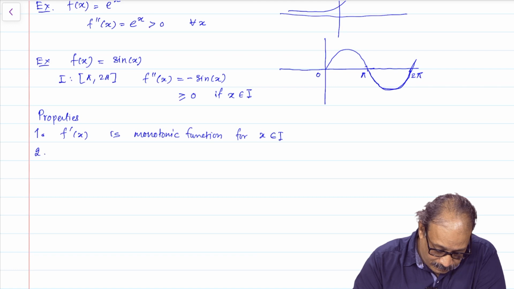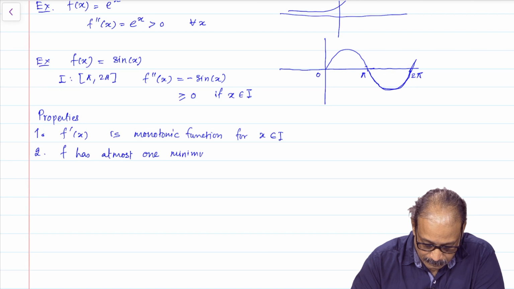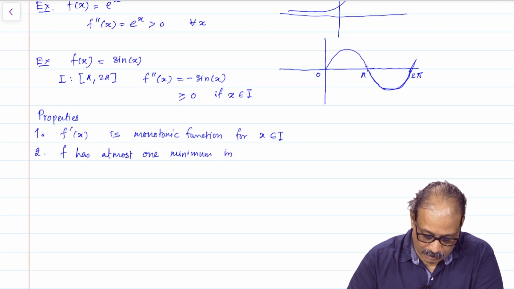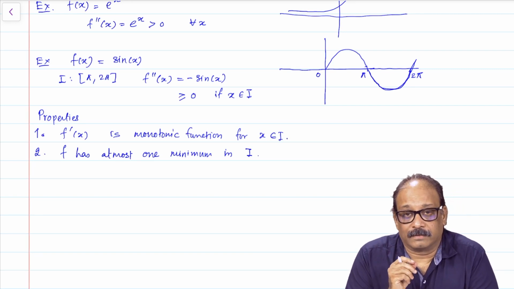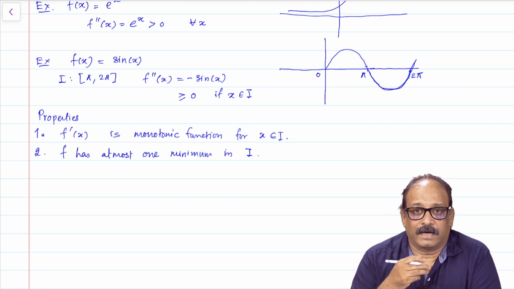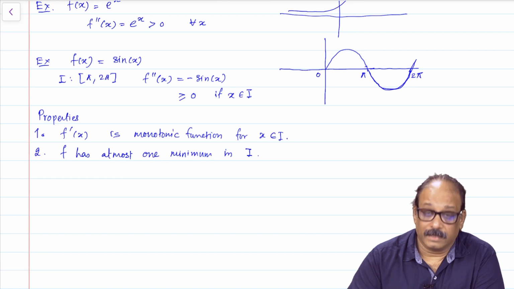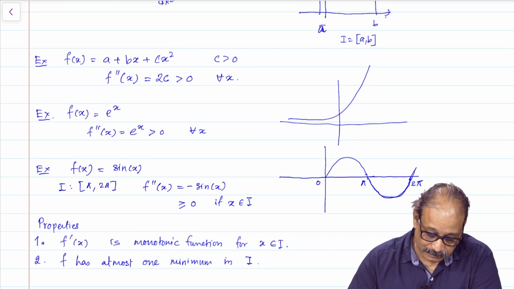How about this one? F has at most one minimum in I. Remember, the statement is very accurate. It is at most one minimum. That means, it may not have minimum at all, or it has one minimum. Okay. It cannot have two minima. Look at all these examples we have here.